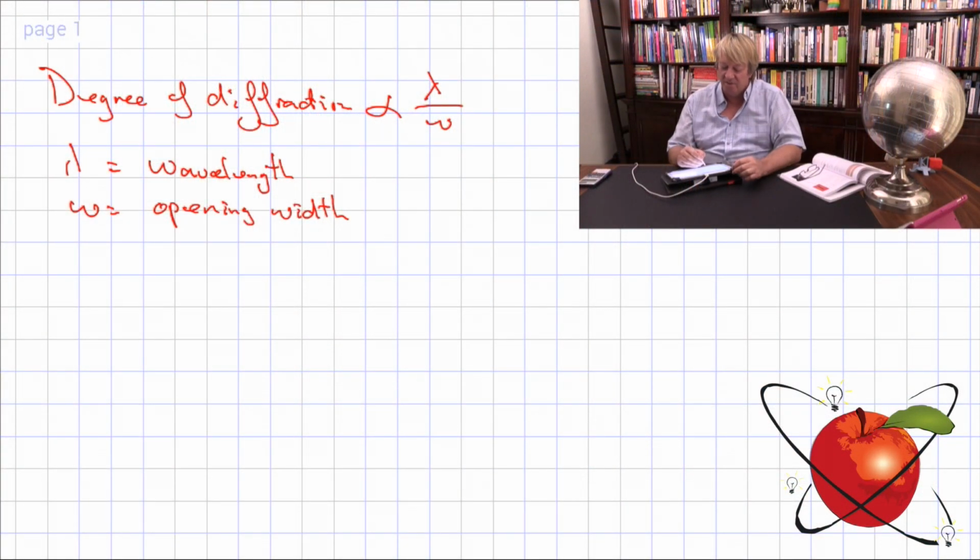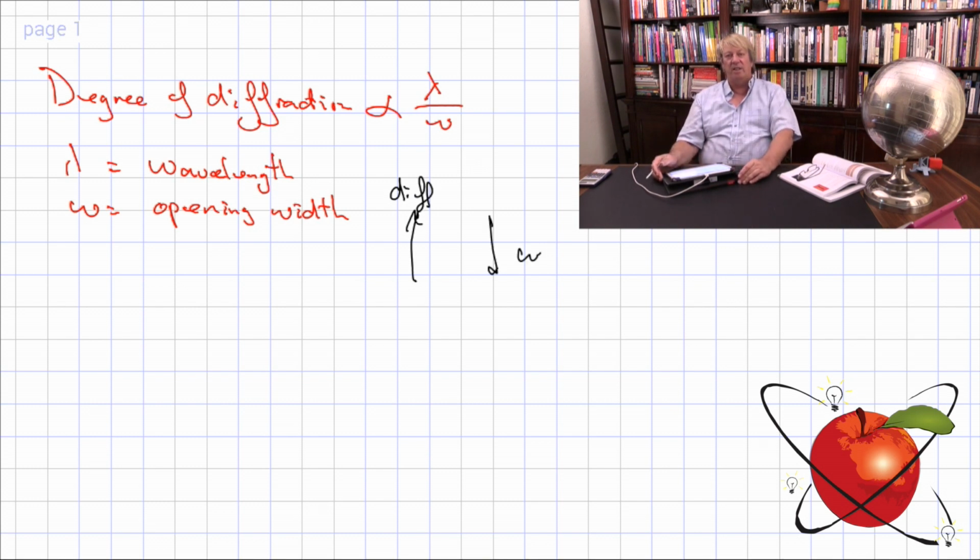What does this mean? Well, it's actually simple. What it means is that the amount that we bend is inversely proportional to the opening width. What does that mean? One goes up, one goes down. So the more the diffraction goes up, the less W must go. They are inversely proportional to each other.